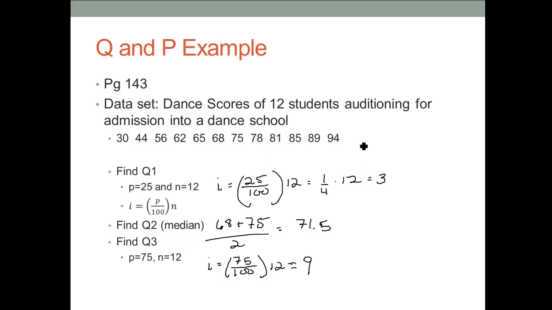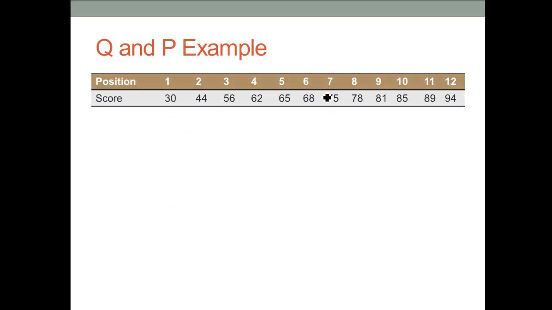Also, a note, this data is ordered for me. If you have an unordered data set, you must order it. You must put it from smallest to greatest, because that's going to help us when we do our 5-number summary. So our first quartile was between 3 and 4. So Q1 is the average of 62 and 56, which is 59. So our first quartile is 59.